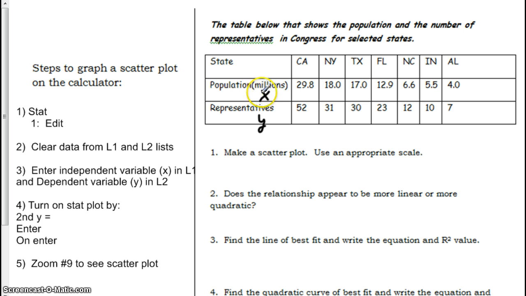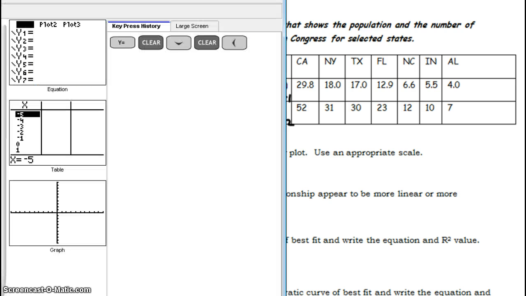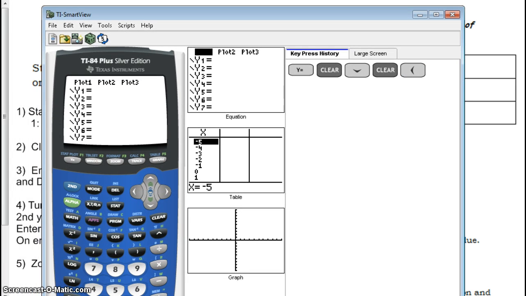So we're going to put the population data into L1 and the representatives into L2. Okay. So we're going to make our scatter plot by, if you bring up your calculator, the first thing on that first step was to hit Stat. Then you can see that you want to hit Edit.